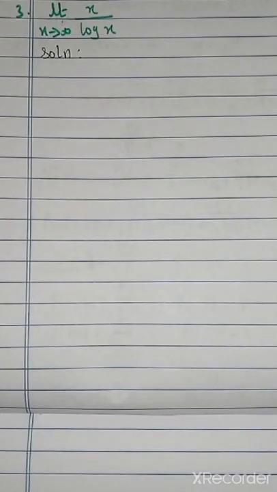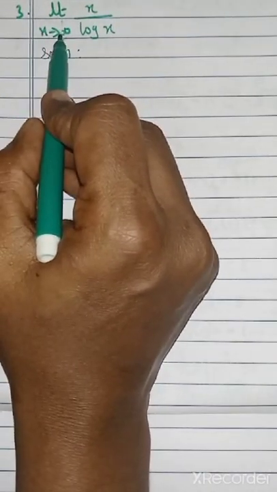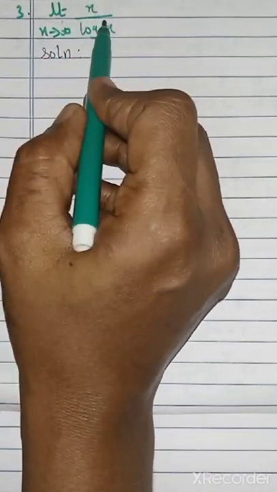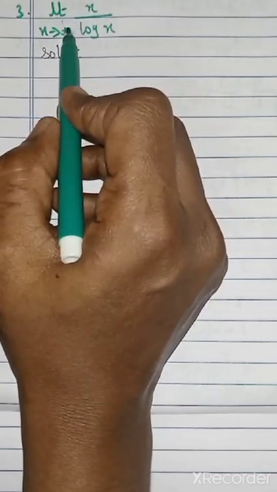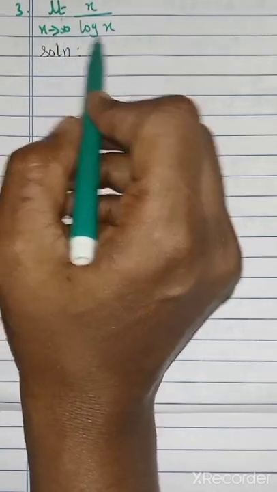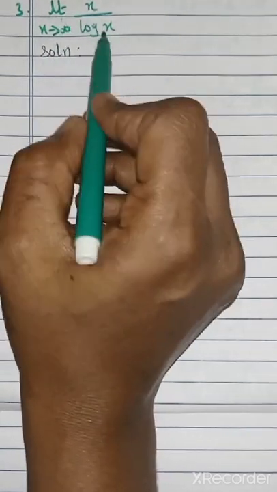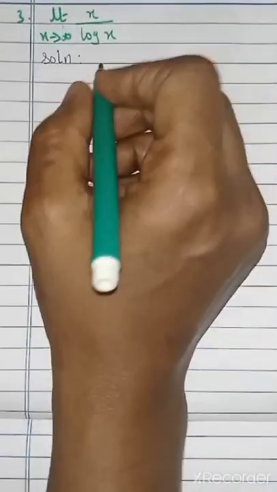Third question. Limit x tends to infinity, x by log x. Okay. So again, what is given here? x tends to infinity. However many times you differentiate, that is if you use your L'Hopital rule, the final answer you will get is infinity only. Here you can't take common terms also. Right. So how can you do it?